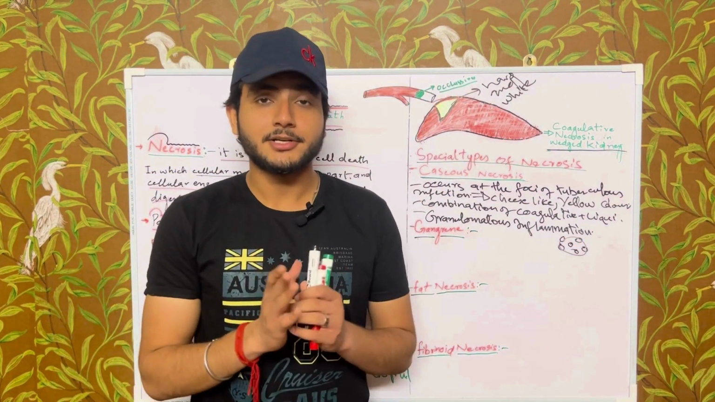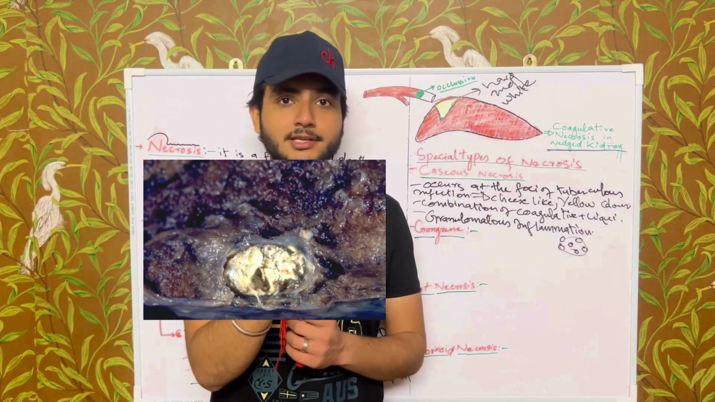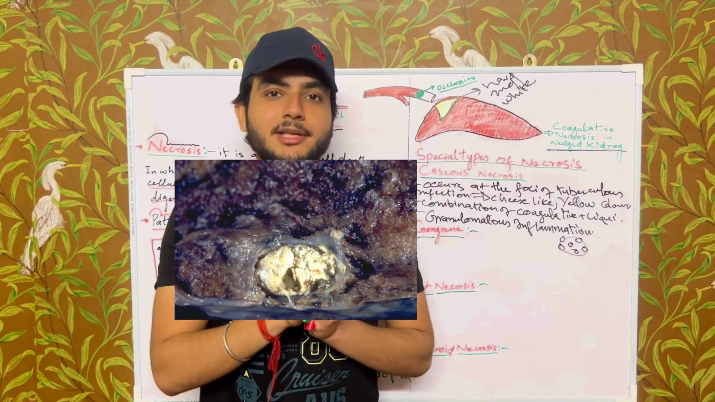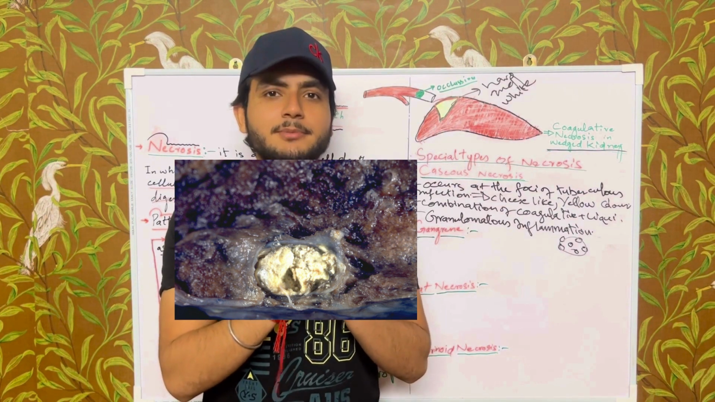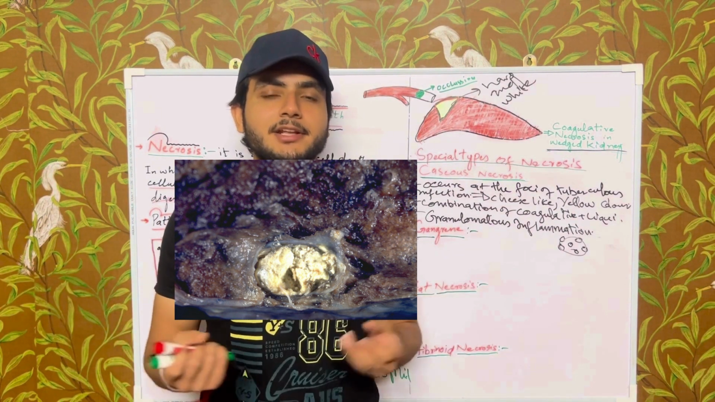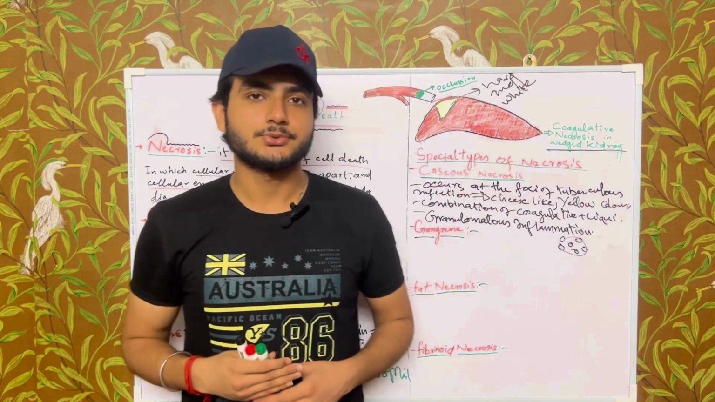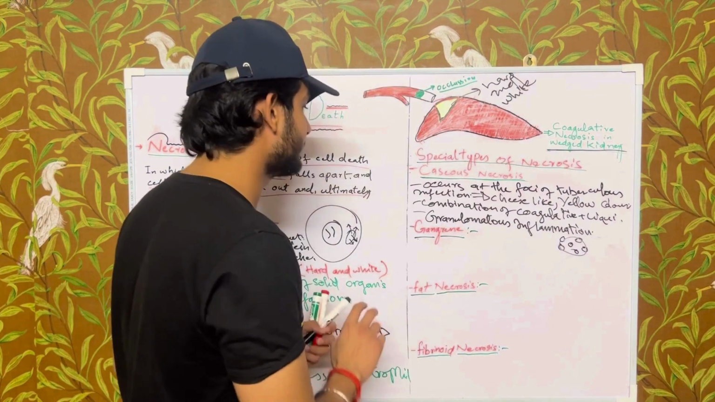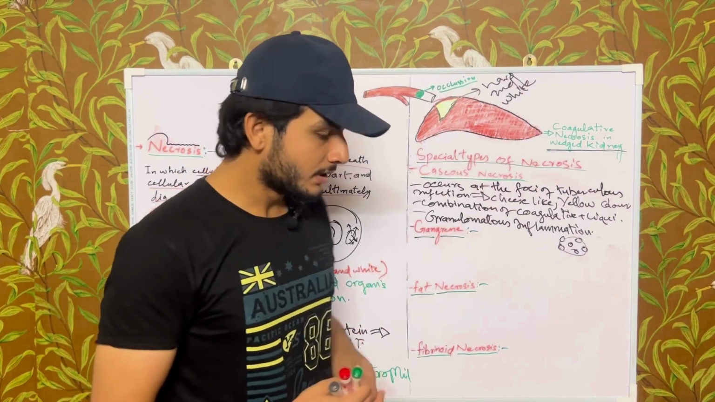Let's learn it through the diagram. This is the diagram of caseous necrosis. You can clearly see the cheese-like appearance in this diagram, which is yellow in color. It can occur anywhere in the body, but mostly in the lung tissues or tissues which have been infected by tuberculous infection. Now let's talk about gangrene.